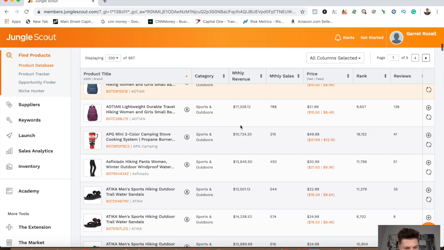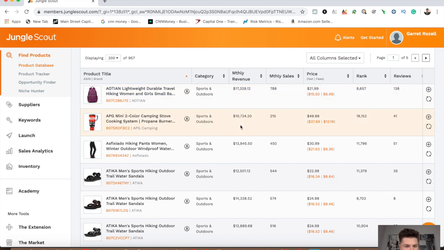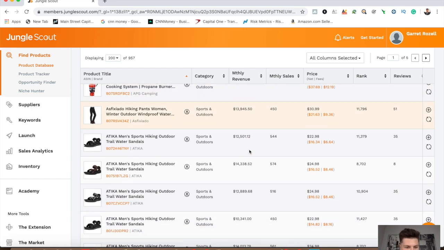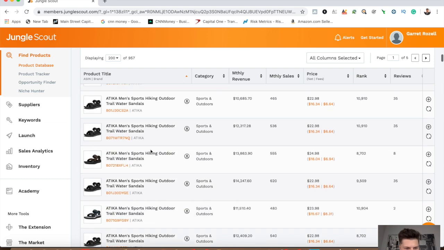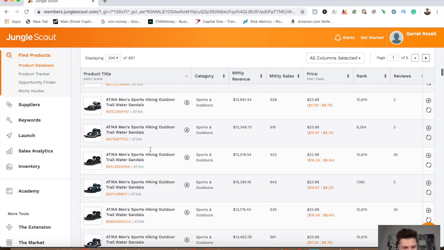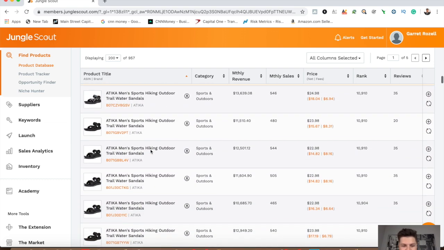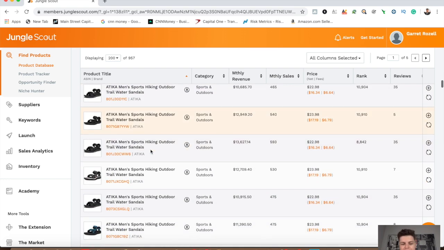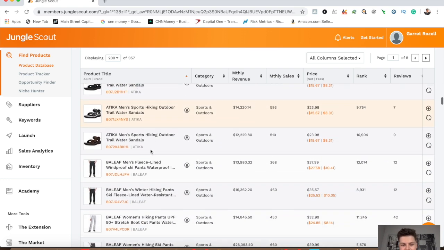That might be something to look into. A camping stove cooking system, $10,000 in revenue, 41 reviews per month, not bad. These hiking shoes, but as you guys can see, these are all very, very niche specific to hiking, camping, stuff like that. And if you're just doing a broad search, you're not going to be finding a ton of stuff.